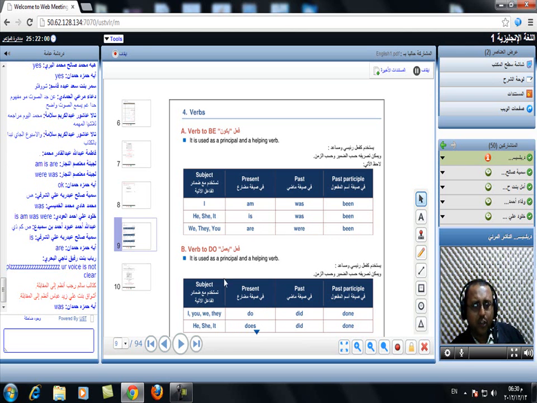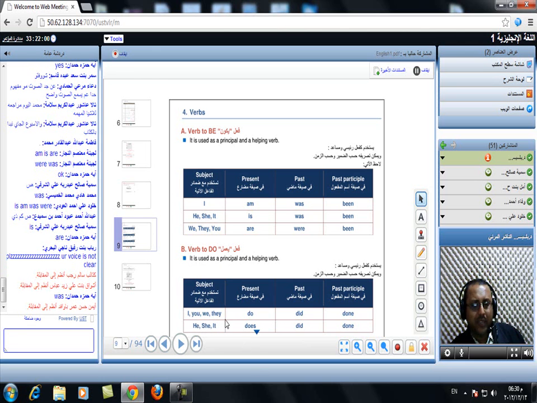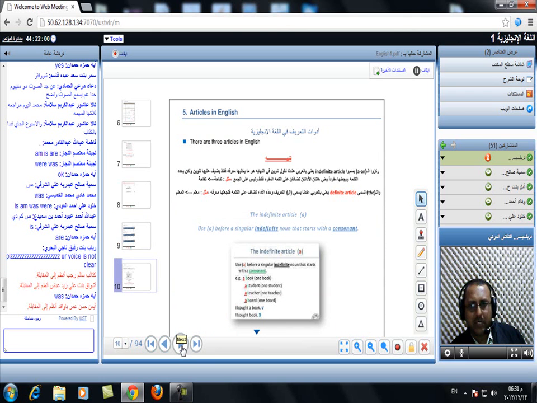What about verbs to do? We have three verbs to do: do, does in the present, did in the past. So I, you, we, they take do in the present, but he, she, it, or any singular name take does. Whereas did is used for what? For the past.